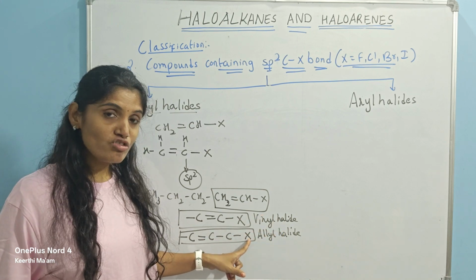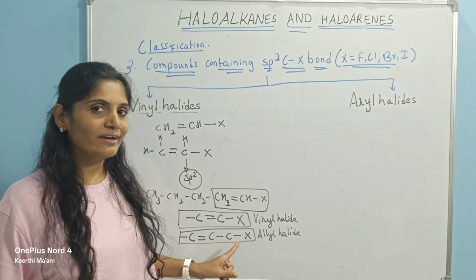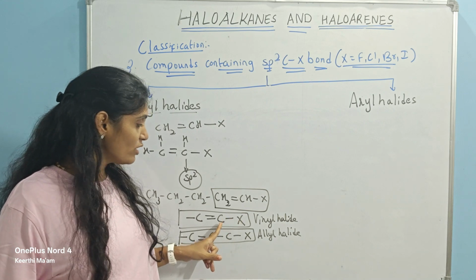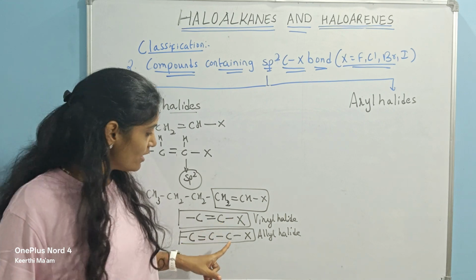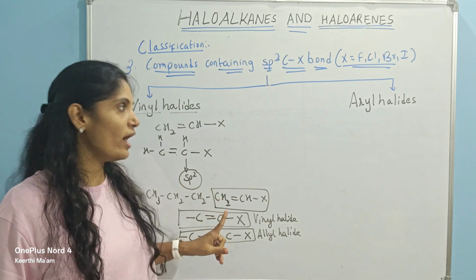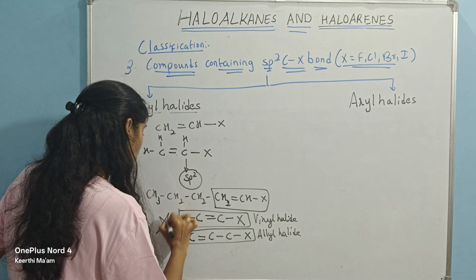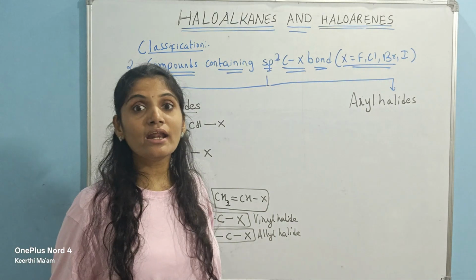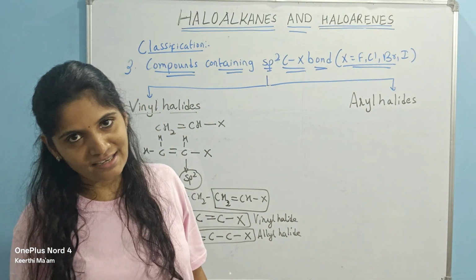Here the halogen is attached to a carbon which has only single bonds. Here the halogen is attached to a carbon which is holding a double bond. This carbon is sp3 hybridized and this carbon is your sp2 hybridized. So please check in the question. Don't have any confusion in your mind regarding allyl halides and vinyl halides.